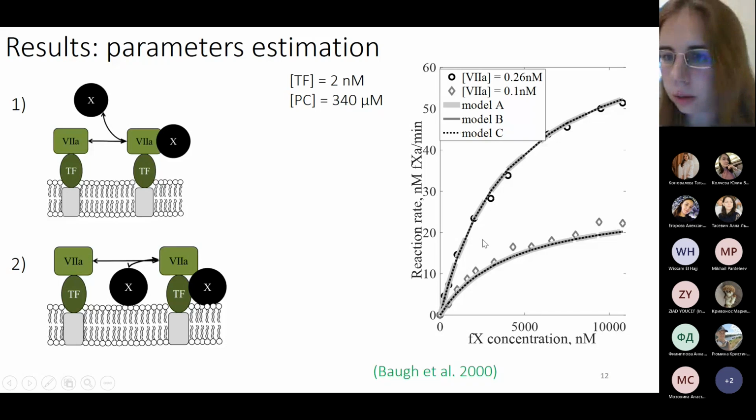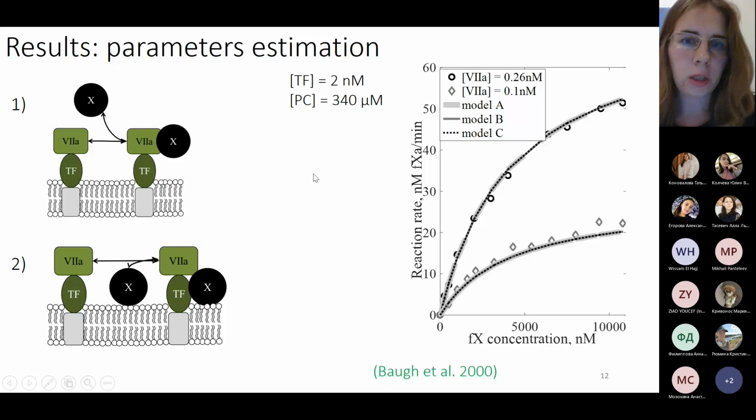So we described those experimental data, and we found that all three models equivalently provide the same description of those experimental data. And the description is quite good.